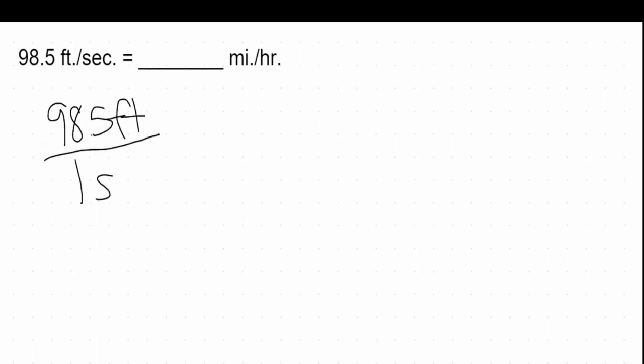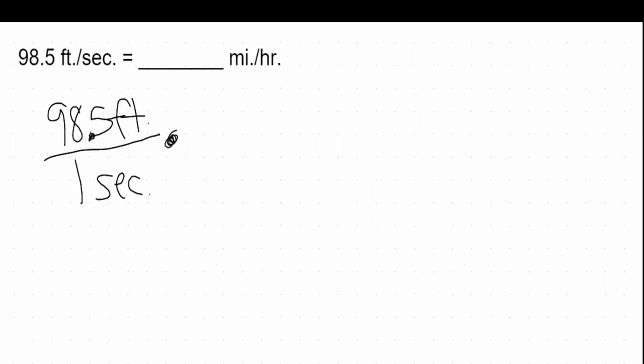Okay, so this is going to be the last example for this particular video here. So this one we're going to be dealing with compound units, when we have more than one unit assigned to a measurement. So for example, 98.5 feet per second is equal to how many miles per hour? So when we write our first fraction here, we're going to have 98.5 feet per 1 second is the way that that is written. So 98.5 feet per 1 second is what that measurement tells us.